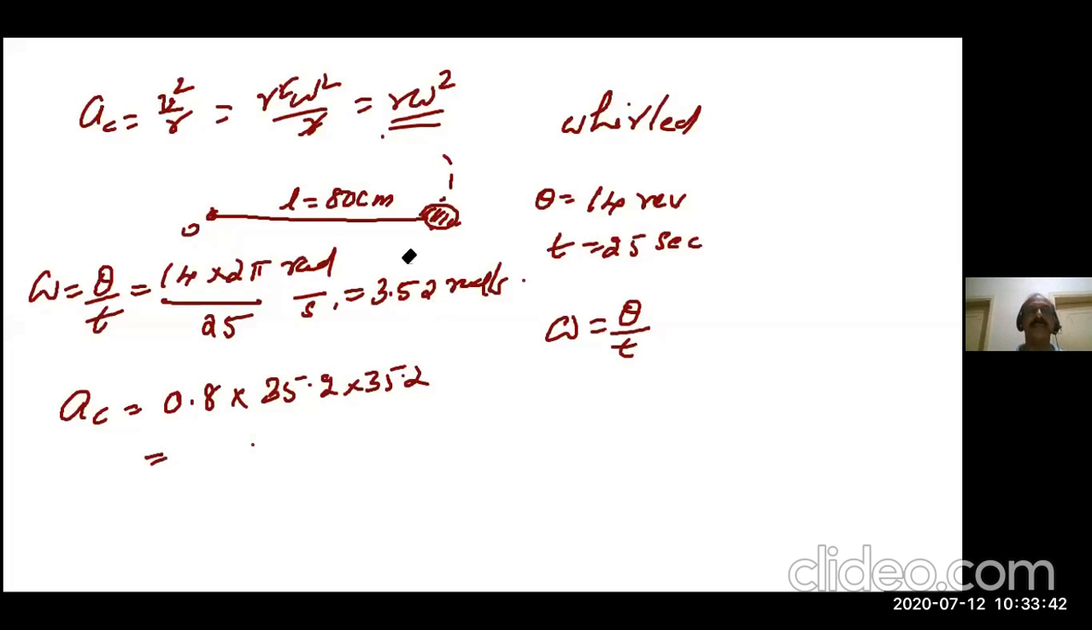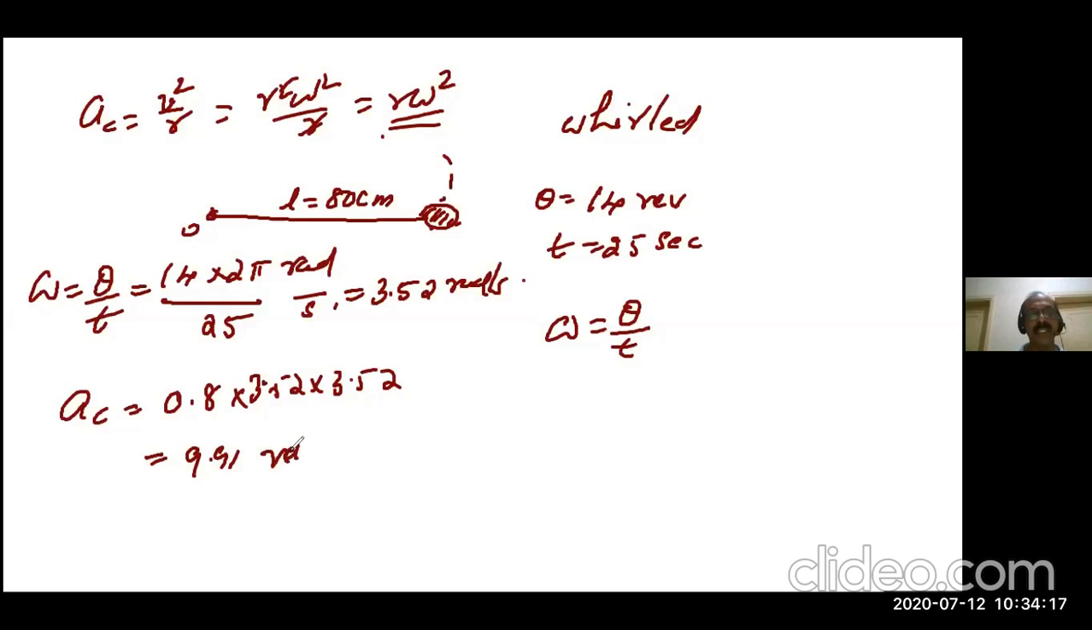Already we have done 9.91. But you wrote 35.2, sir, in the calculation. While substituting 9.91 into 10 to the power minus 2, the answer is 991.2. This will be 3.52 into 3.52. So 9.91. Okay.